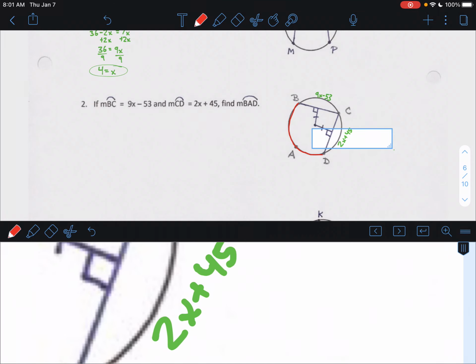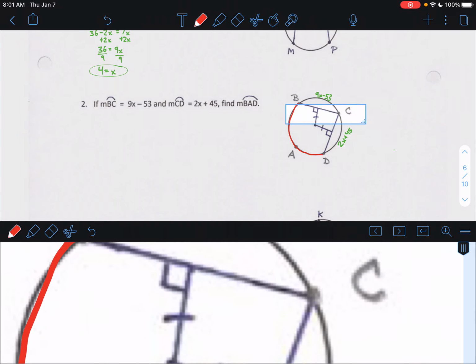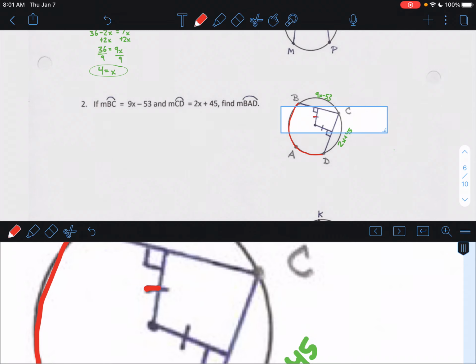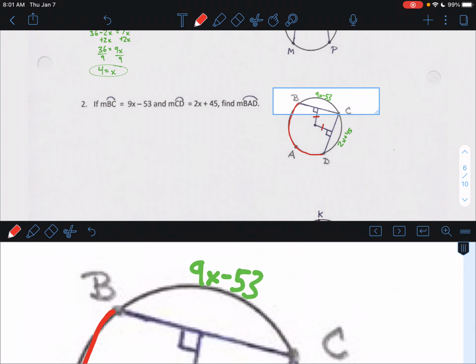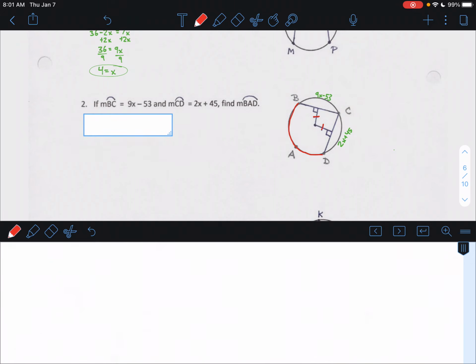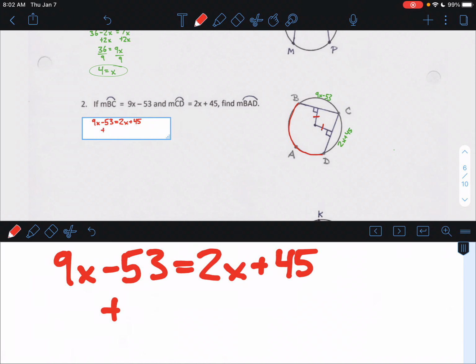So let's see. I know that if the arcs or the chords are equidistant from the center, which I can see that they are, then the chords are congruent. And if the chords are congruent, then their arcs are congruent, meaning that this 9x minus 53 equals this 2x plus 45. So 9x minus 53 equals 2x plus 45. I will start by adding 53 to both sides.